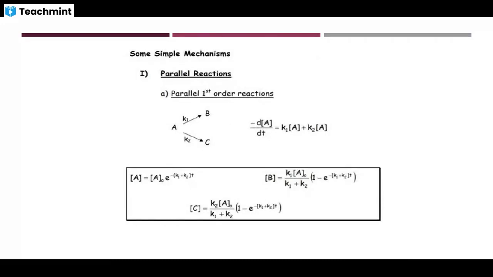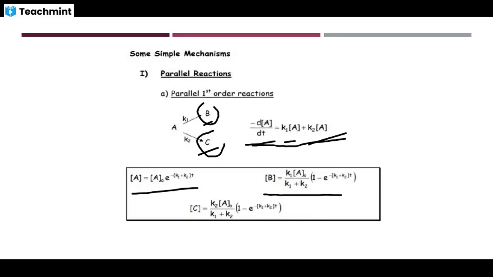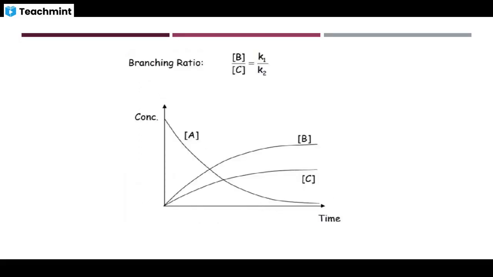Parallel reaction: if A is simultaneously consumed to form B and C, then the rate dA by dt is K1A plus K2A. K1 is the rate of consuming A to form B, and K2 is the rate of consuming A to form C. The total rate is the sum of the two. Solving the equation, you get the concentrations of A, B and C. The branching ratio, concentration of B by C, equals K1 by K2. A is reduced, while B and C are formed.